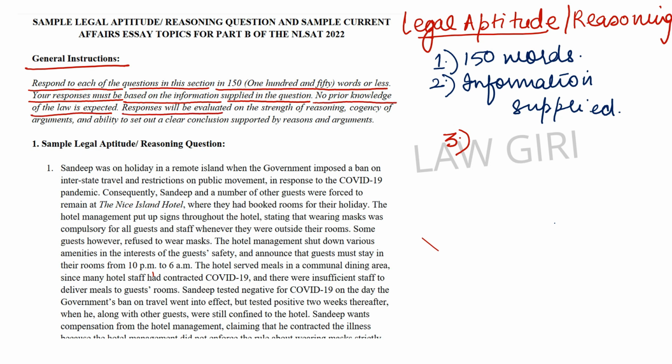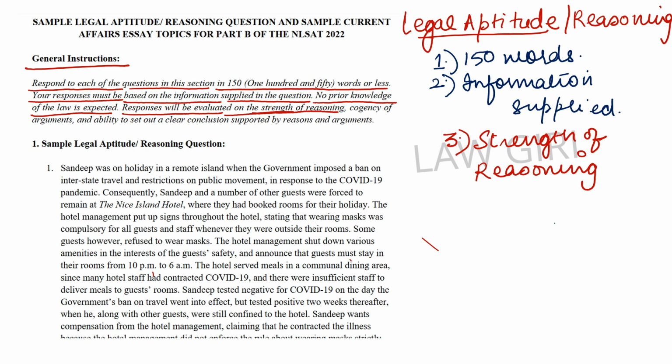Responses will be evaluated on the strength of reasoning. That is, how much reasoning you are able to put into what you are saying. They have no concern with just yes or no. So there is no correct answer to any of the questions that they are going to put across. What they are testing is your reasoning ability. If you say yes, what is the reason? If you say no, what is the reason? If you're saying this and this, what is the reason? So giving a reason is very important.